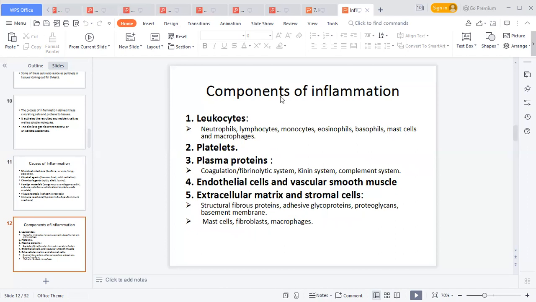They can't ask you the components of inflammation because they know you can answer this one. Platelets, I talked about them in the last video. Plasma proteins, I mentioned them, remember? Plasma proteins, you have what you call the complement system, which is very important in inflammation.